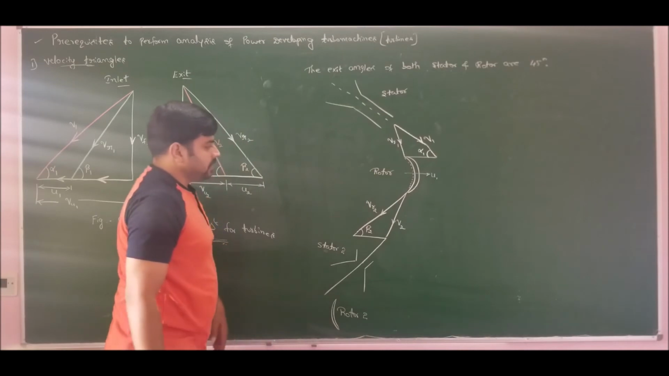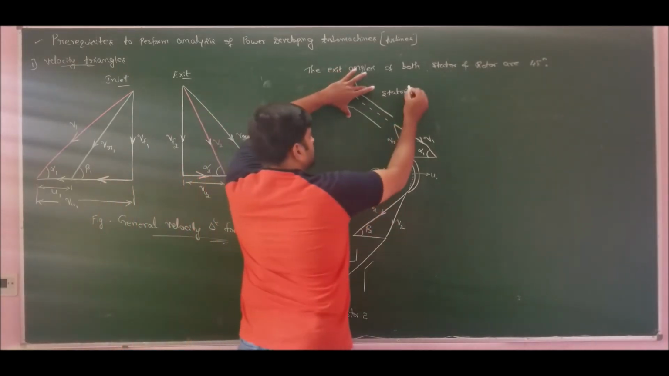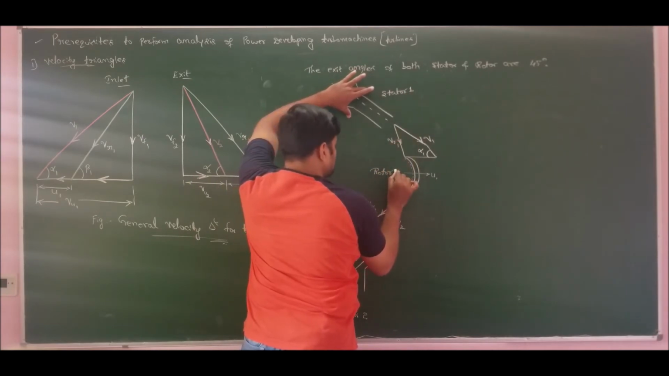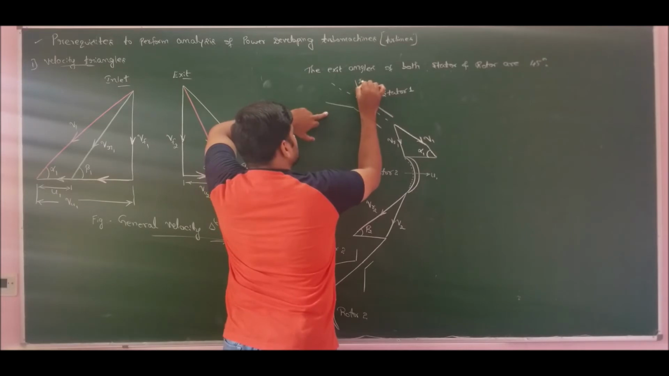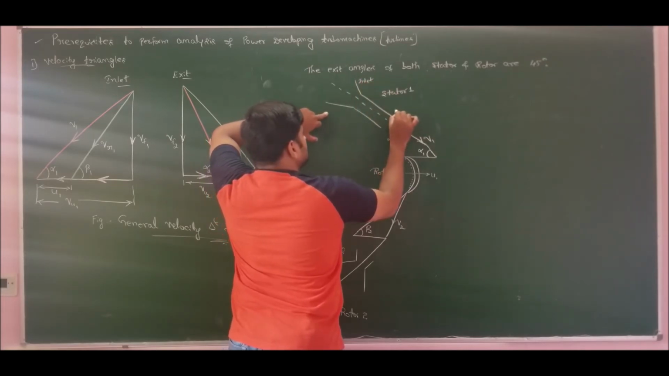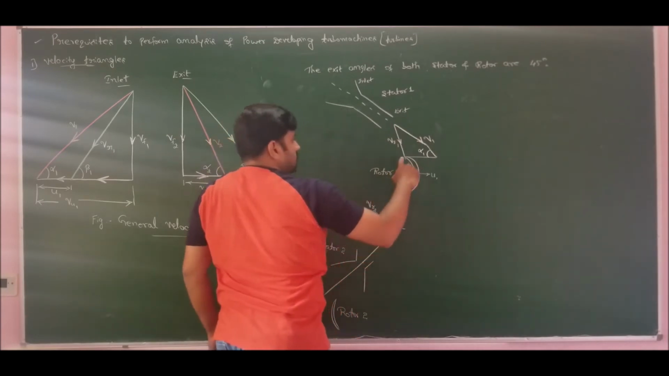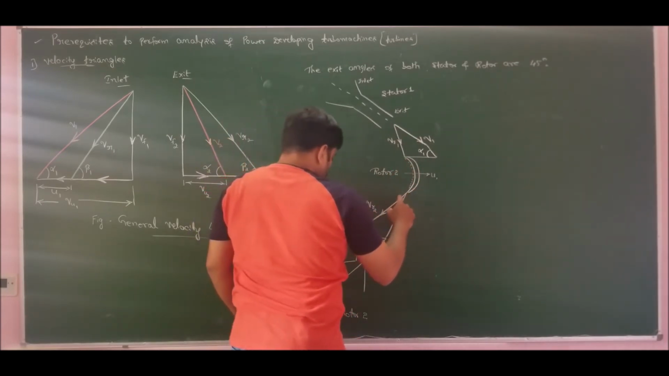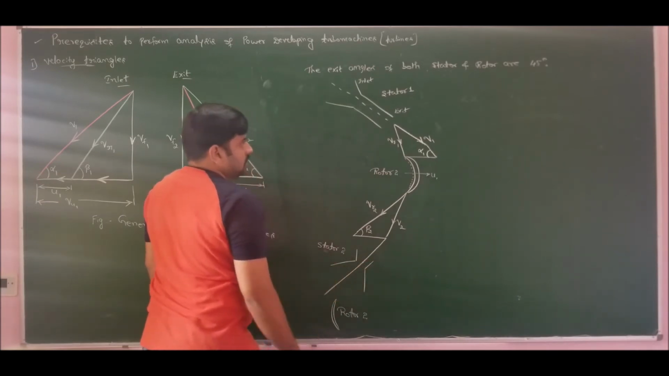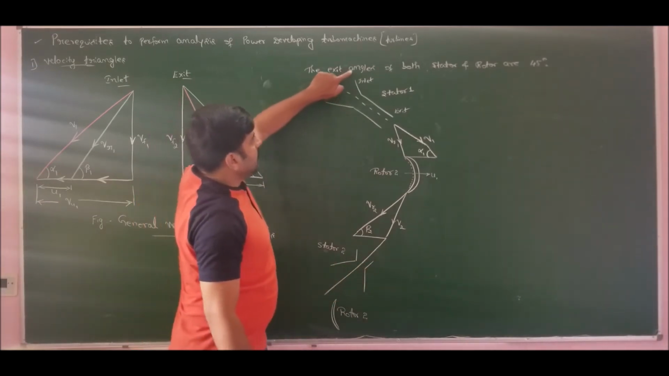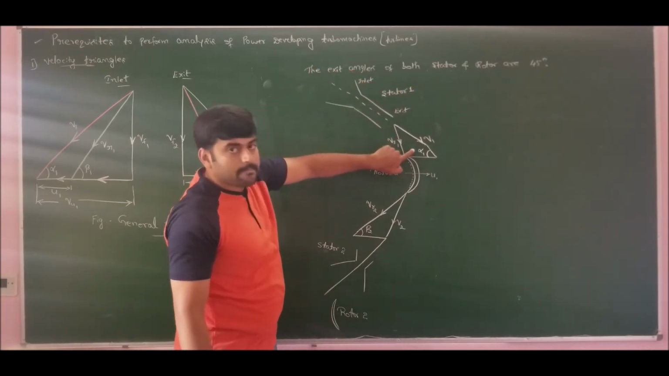Like this we might have a number of stages. Now for the first stator, if I take a single stage, this is inlet and this is exit. For this rotor, if I state this is inlet, this is exit. For this stator 2, if I state this is inlet and this is exit. Now tell me the exit angle of the stator. So this is the stator. What is the exit angle?